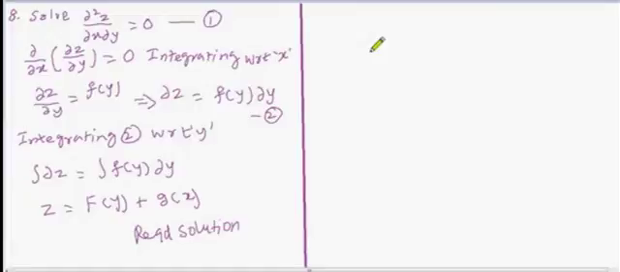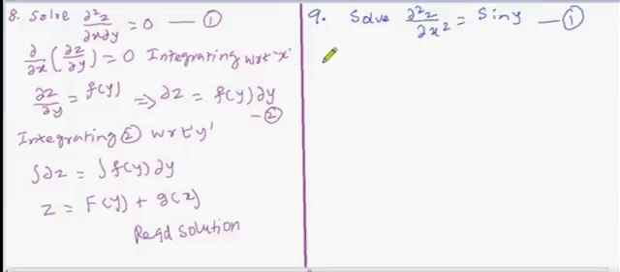So the problem number 9: solve ∂²z/∂x² = sin y. Let us take this as equation number 1, and let us rewrite equation number 1 as ∂/∂x of (∂z/∂x), which is equal to sin y. This is equation number 2.